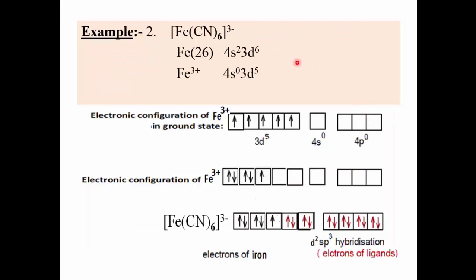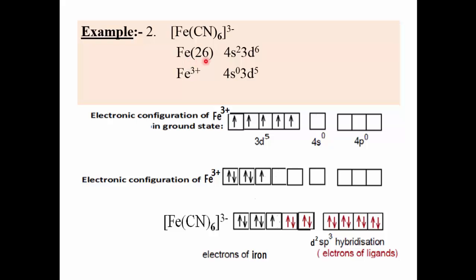Second example, [Fe(CN)6]3-. There are 6 cyanide ions which act as ligands attached to iron. Here there is a -3 charge. How is it created? See, there are 6 cyanide ions, so -6. So for this -3 overall, on Fe there must be +3.